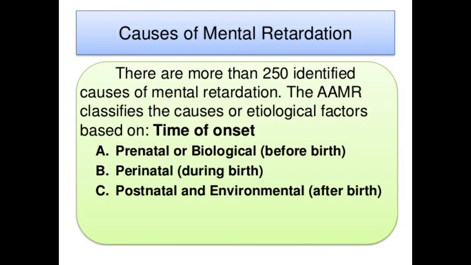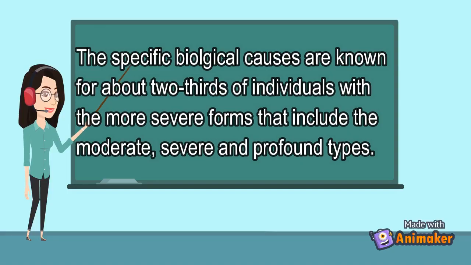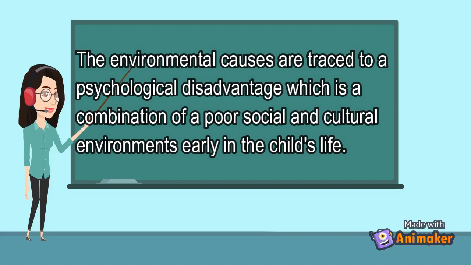Now let's talk about the biological causes. Known for about two-thirds of individuals with the more severe forms that include the moderate, severe, and profound. Let's talk about environmental causes. Are traced to a psychological disadvantage which is a combination of poor social and cultural environments early in the child's life.